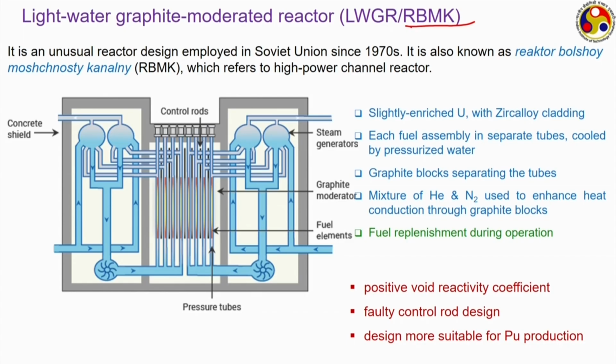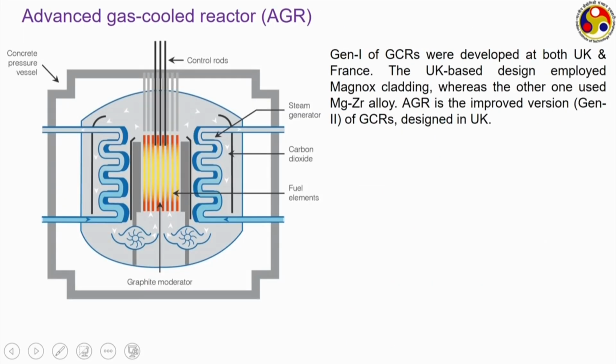Next are the gas cooled reactors, or advanced gas cooled reactors. As the name suggests, here the coolant is a gas and invariably the moderator is graphite. So, the diagram is shown here. Again similar to PWRs or BWRs, we have a pressure vessel, and inside the pressure vessel the fuels are placed in the shape of rods or pellets.